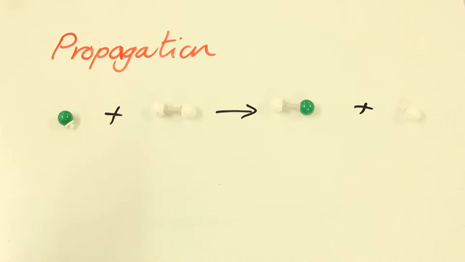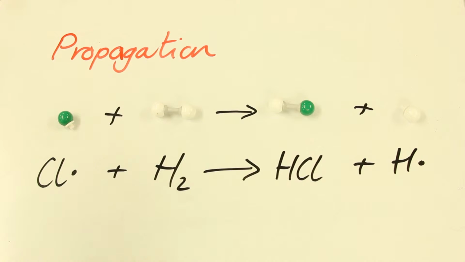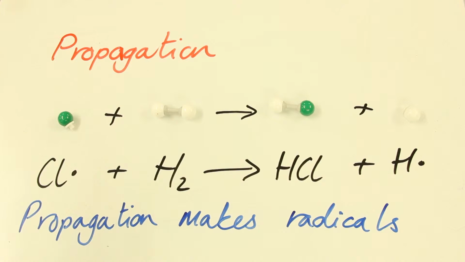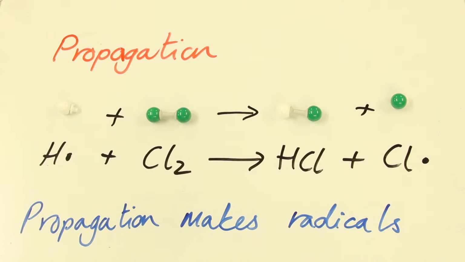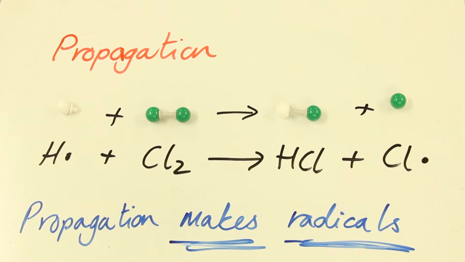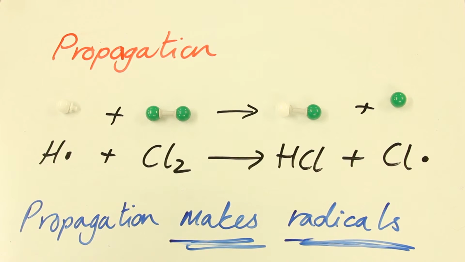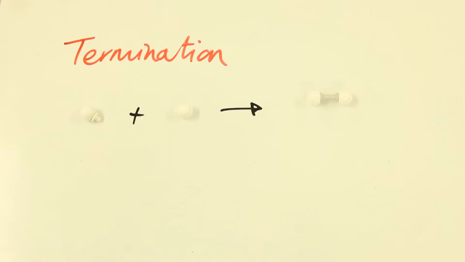After initiation comes the step propagation. Now, propagation will always leave you with free radicals. So in this case, the chlorine radical is attacking the hydrogen bond, and you get hydrochloric acid plus a hydrogen free radical. Another propagation step would be the hydrogen radical left over from that going and taking one of the chlorines from one of the chlorine molecules. Again, it gives you hydrochloric acid plus a chlorine radical. So propagation steps always make radicals.